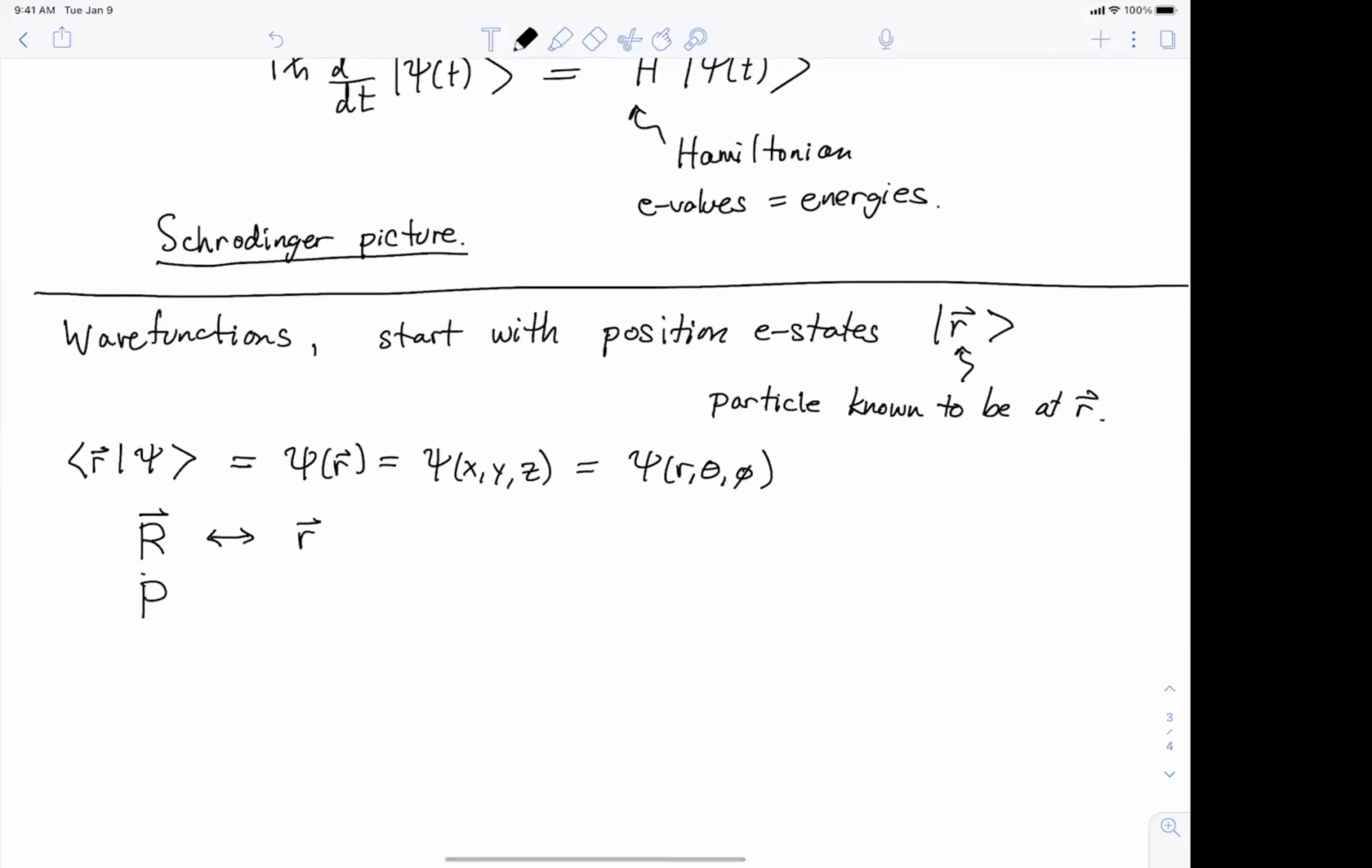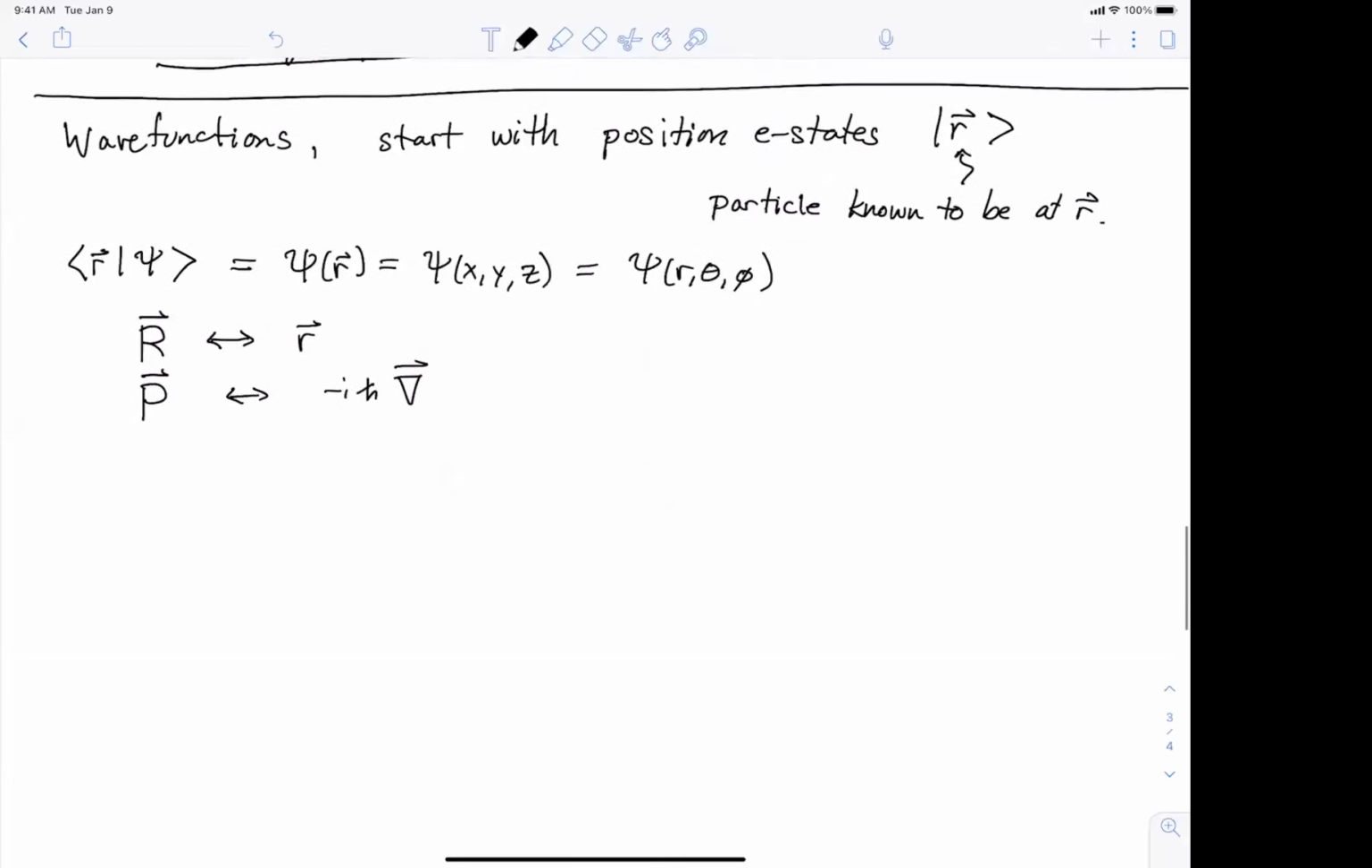The operator for momentum is represented by minus i h bar times the gradient operator acting on functions. So conceptually, we should keep these straight. These are operators on this side. And even though we'll often pretend these are operators, these are really defined by their action on wave functions. So they're not operators on the Hilbert space, they're operators on a space of functions, which happens to be the representation of what's going on in the Hilbert space.